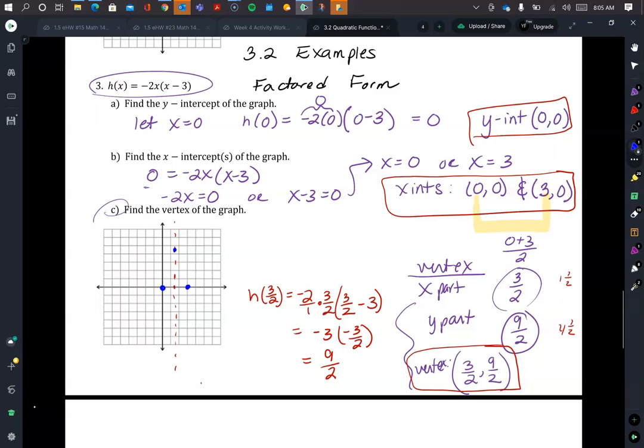If you like, you can get a couple other points, if you want to have it look prettier. That's a little pointy, but just kind of making a basic sketch there.